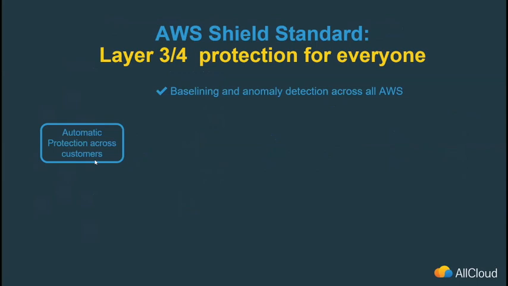Having said that, Shield Standard baselines the traffic to all AWS customers and looks for anomalies against the baseline, and of course, mitigates these anomalies with packet filtering and drops only the most common, frequently occurring infrastructure layer attacks like UDP floods and state exhaustion attacks like TCP SYN floods. So you can look at it as a common baseline on the global network, and mitigations are not specific to your application.